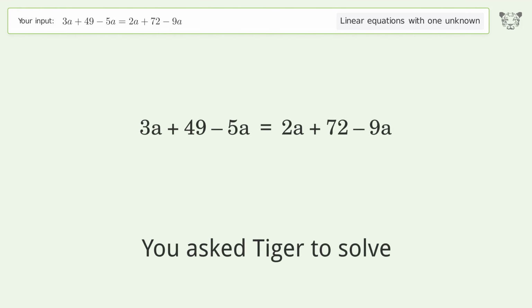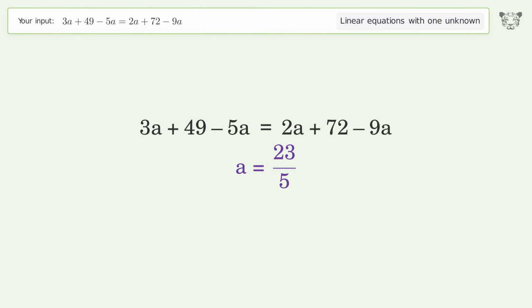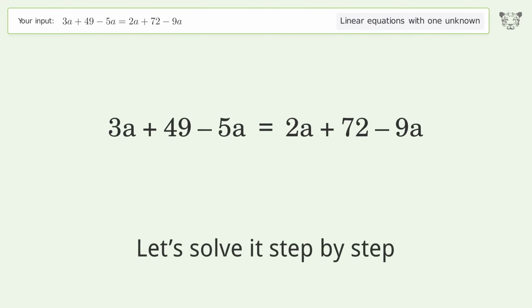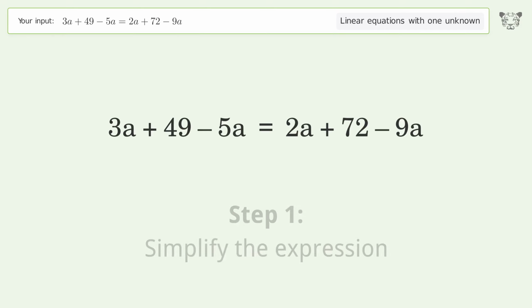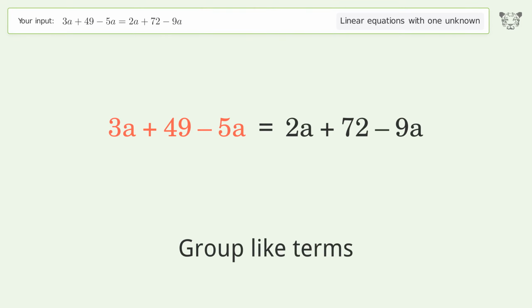You ask Tiger to solve. This deals with linear equations with one unknown. The final result is a equals 23/5. Let's solve it step by step. Simplify the expression. Group like terms.